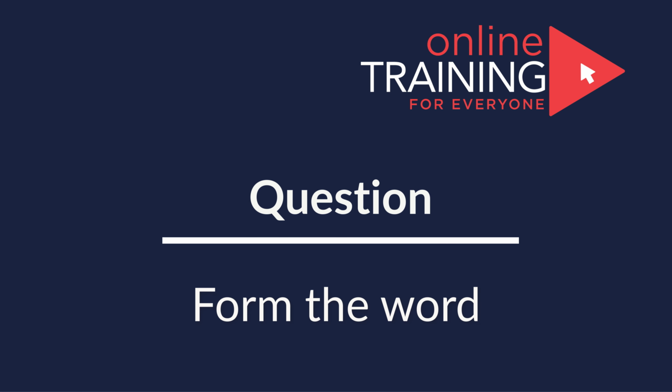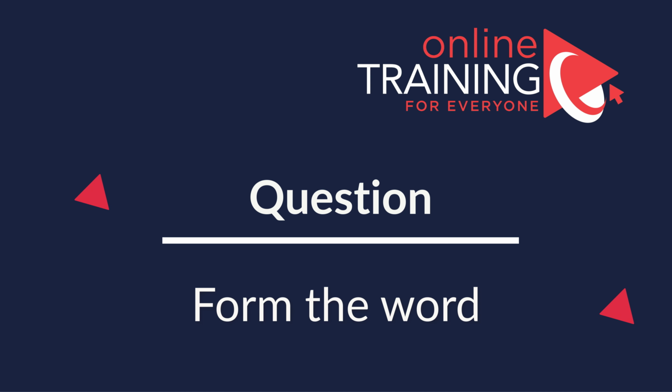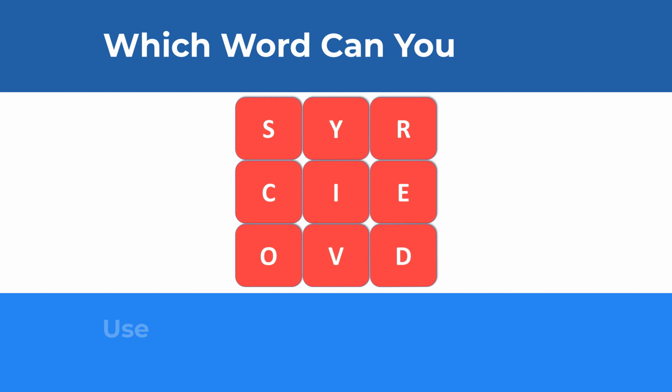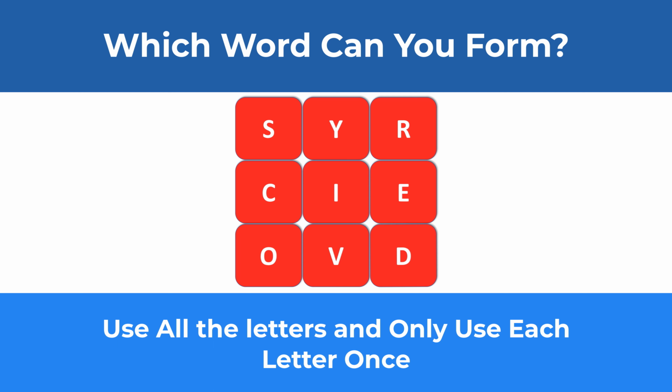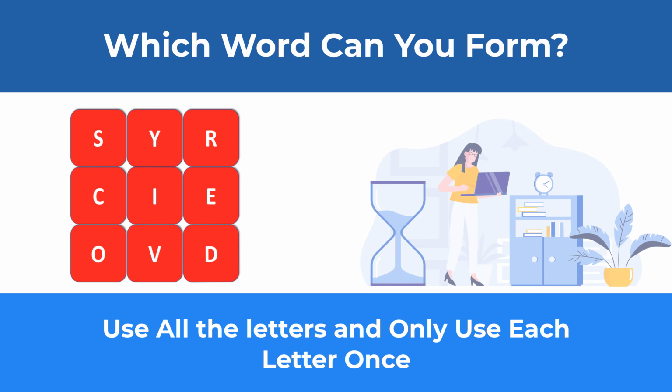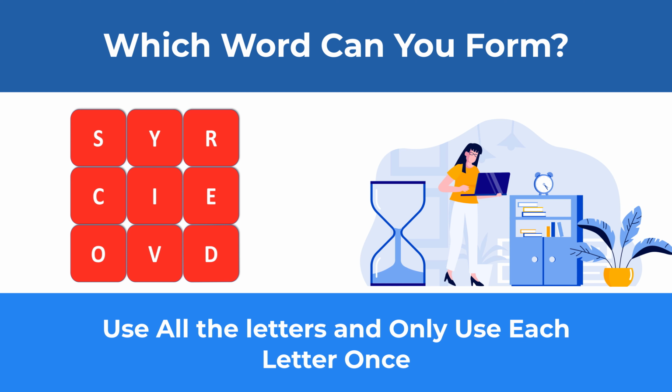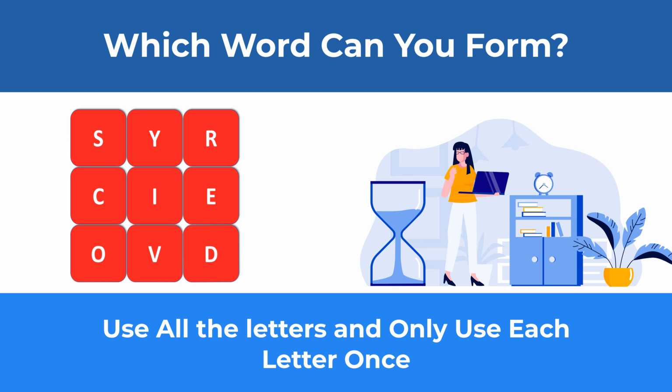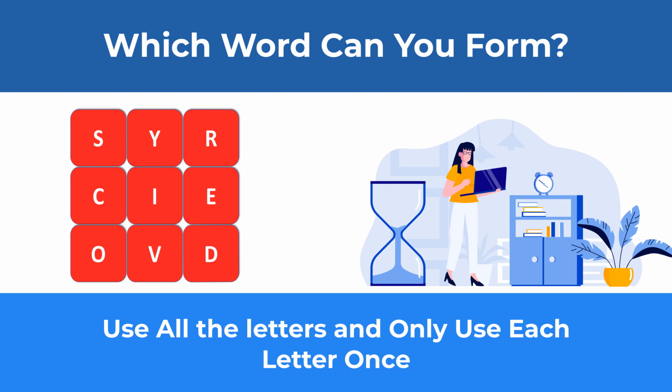Let's look at an interesting question where you need to form a word. And you need to use all the letters and only use each letter once. You're presented with 9 letters. Those 9 letters are S, Y, R, C, I, E, O, V, D. And you need to form the word using all the letters. Do you see the solution? Give yourself a little bit of time, maybe 10 to 20 seconds. This is typically as much time as you get in a real test.